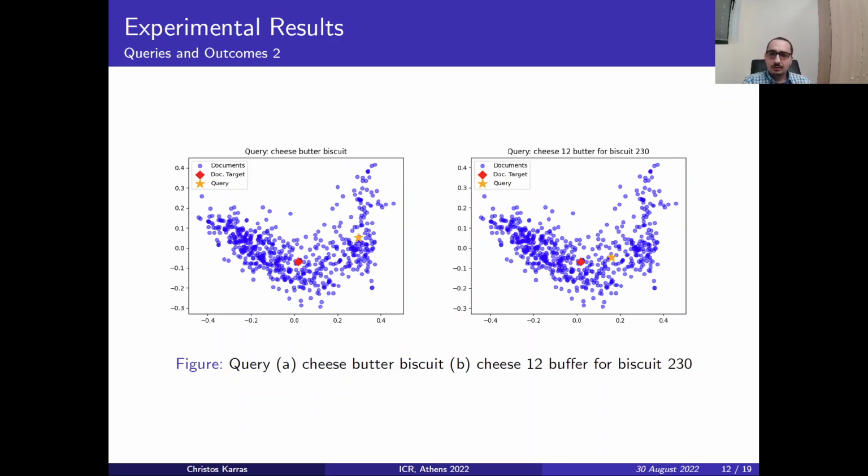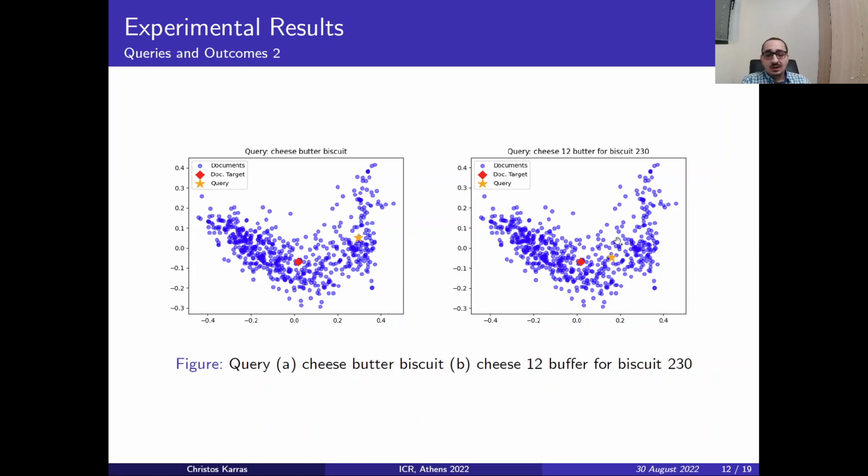Moving on to another representation, on the left hand side we have the query cheese, butter, biscuit, which is only 3 words, and as before we can observe the distance is high enough. It's high basically based on the query and the document we target for. While on the right hand side we have cheese 12, butter 4, biscuit 230.